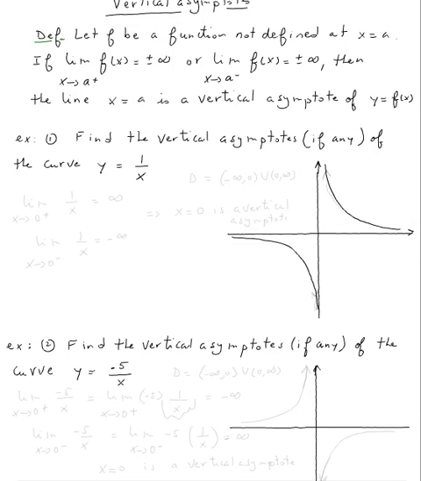The topic is vertical asymptotes. So let's read the definition. Let f be a function not defined at x equal a. So the function shouldn't be defined at x equal a.